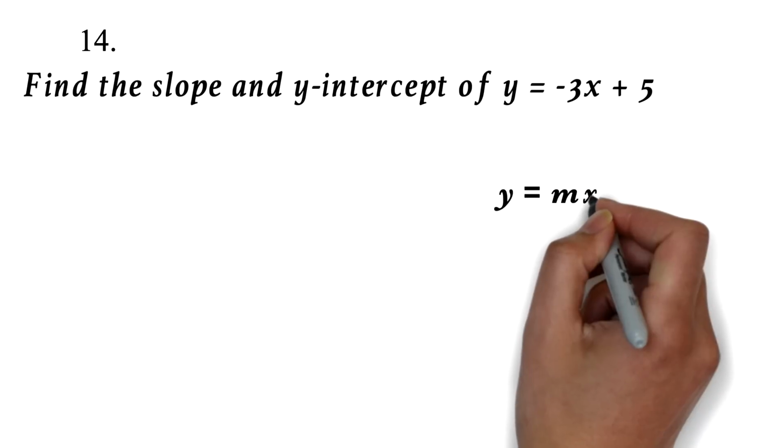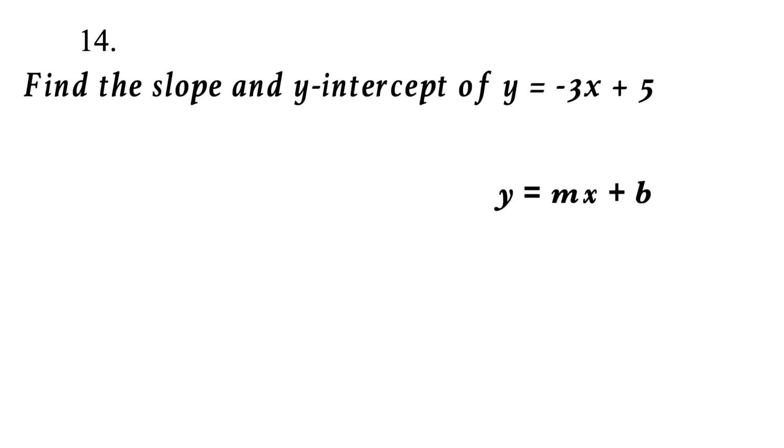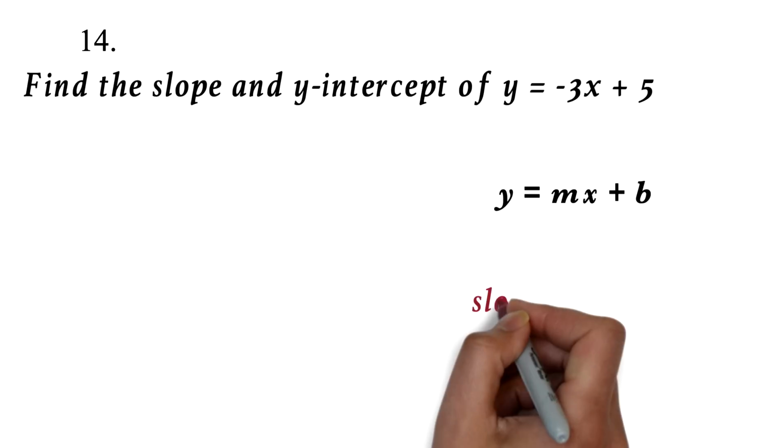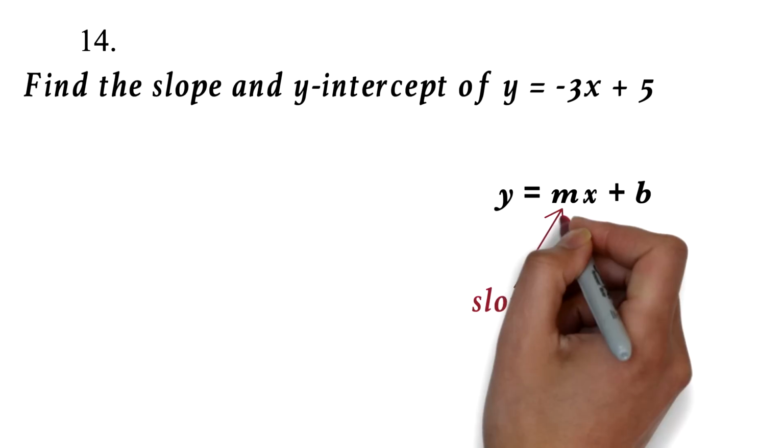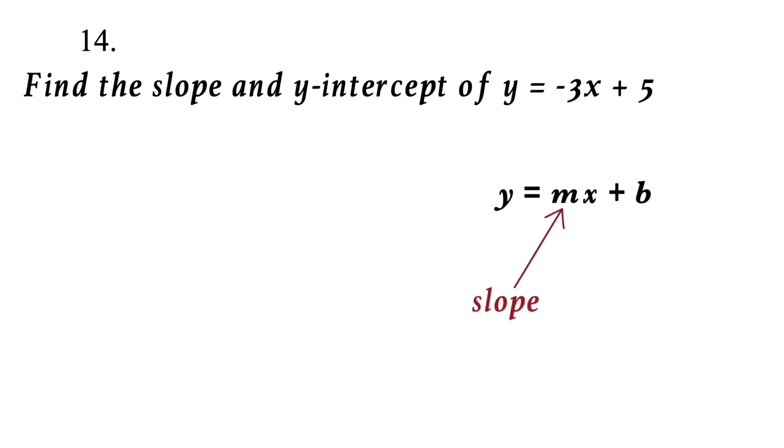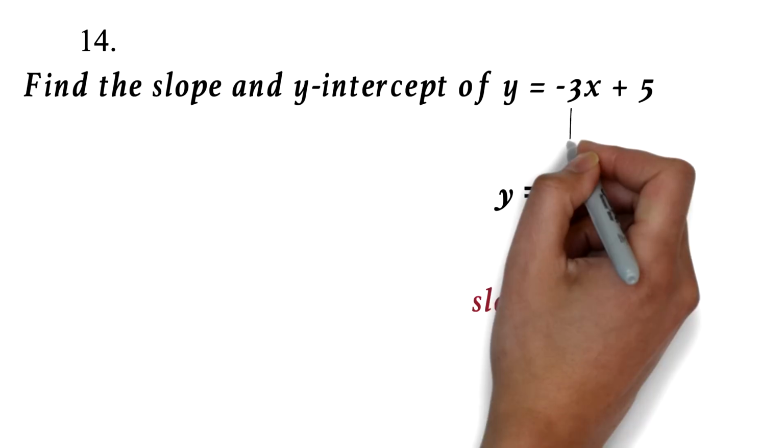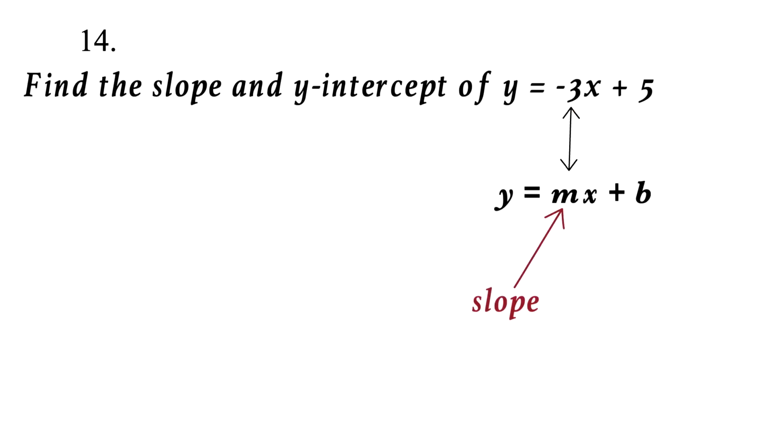which is y equals mx plus b. This will be given on the GED formula sheet, so you don't have to memorize it, but being familiar with it can help with your speed. In this form, the slope is the m. This is the coefficient of the x, or simply put, what is with the x. So here, the negative 3, which is the coefficient of the x, is our slope.